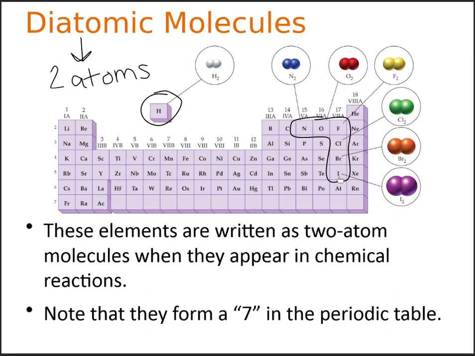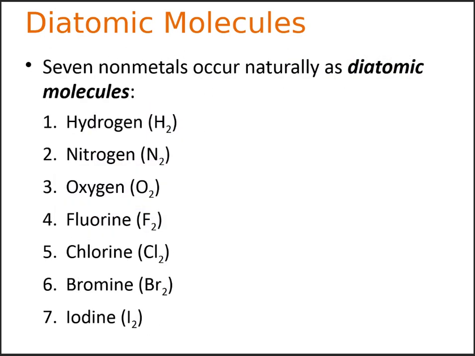When you write them in a balanced equation, you never really see them on their own unless they're an ion. They're always written as a diatomic molecule. So this is the list of all of the 7 nonmetals that occur naturally as diatomic molecules. So that's just kind of an aside, and as we write balanced equations, it'll become more clear why you need to know that.